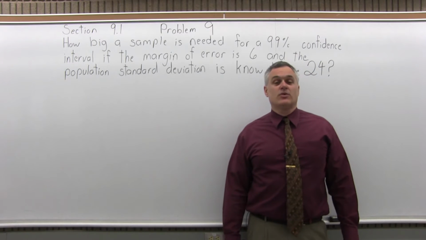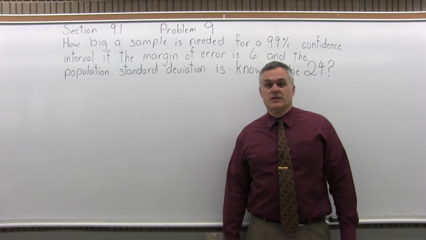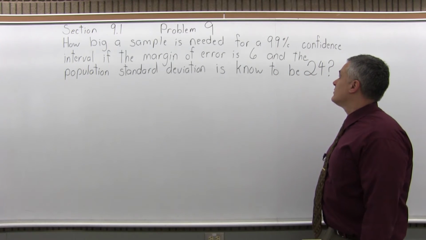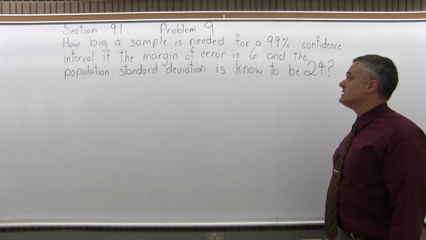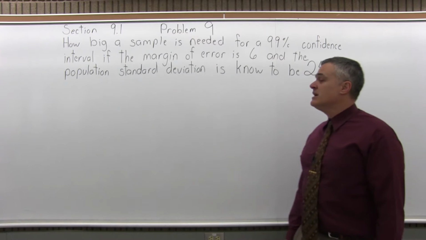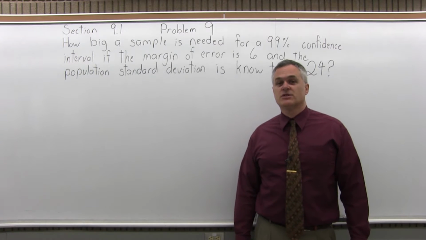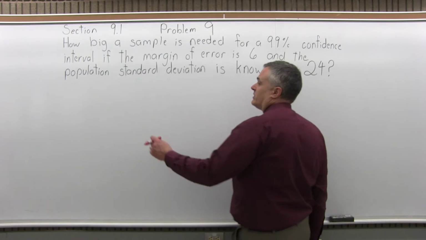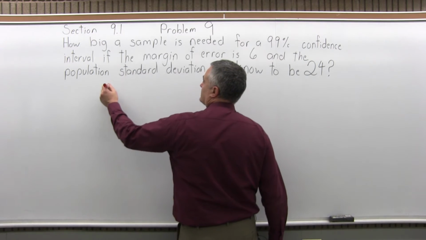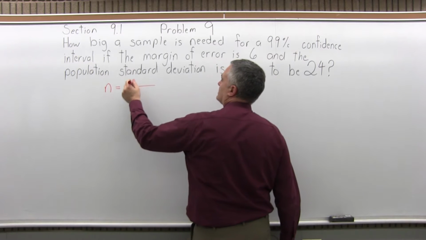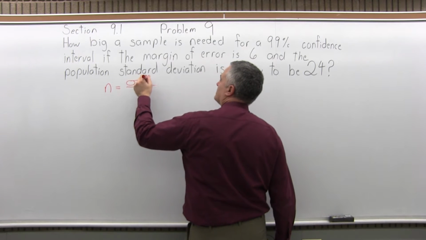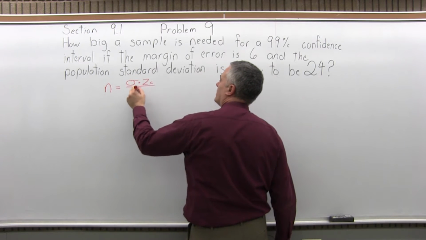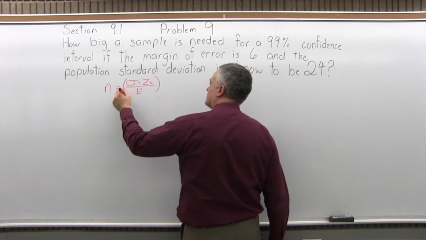This is Section 9.1, Problem number 9. It says, how big a sample is needed for a 99% confidence interval if the margin of error is 6 and the population standard deviation is known to be 24? So, the formula for determining the sample size is n equals sigma times z sub c over e, in parentheses, raised to the second power.